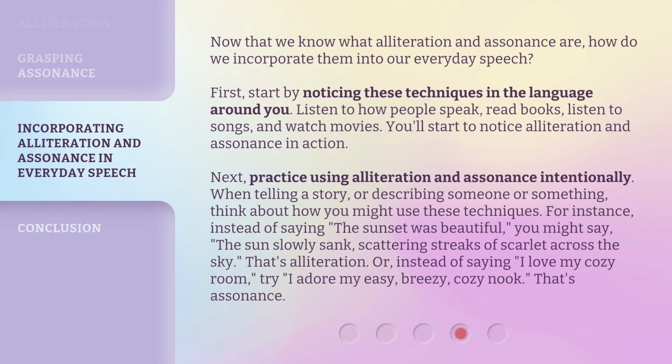Next, practice using alliteration and assonance intentionally. When telling a story, or describing someone or something, think about how you might use these techniques. For instance, instead of saying, "The sunset was beautiful," you might say, "The sun slowly sank, scattering streaks of scarlet across the sky." That's alliteration.